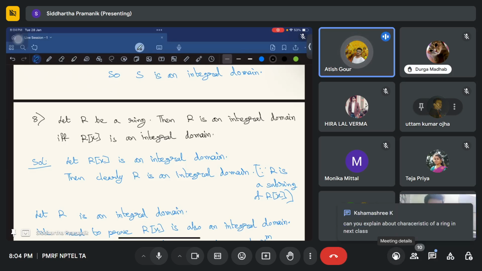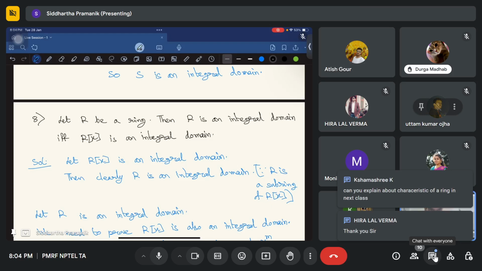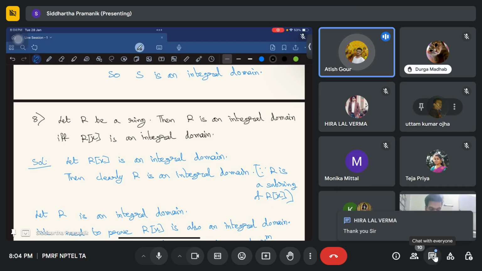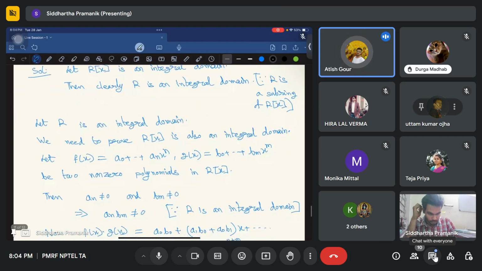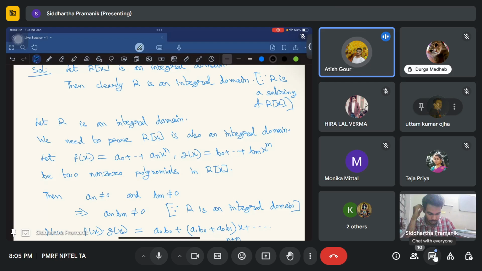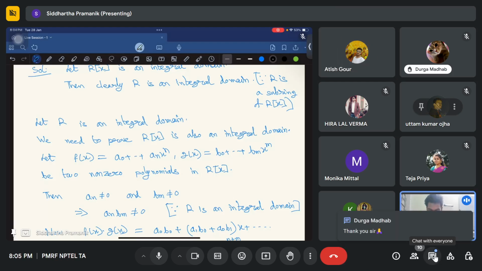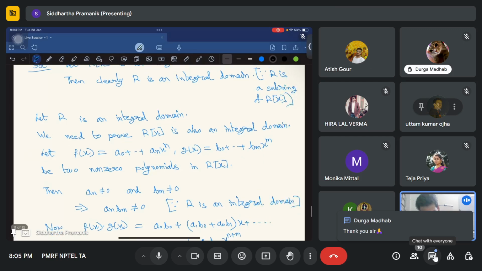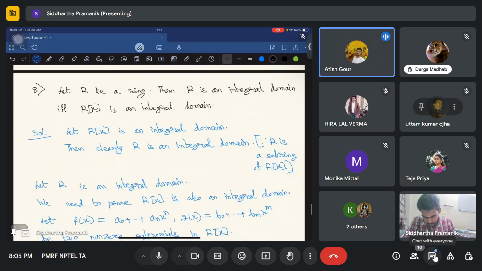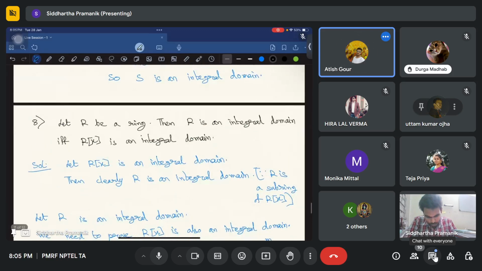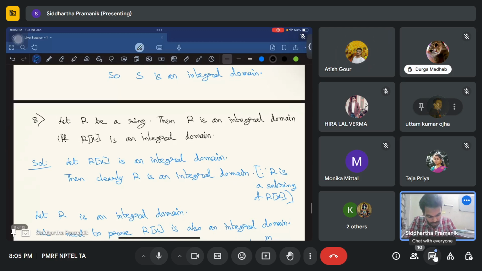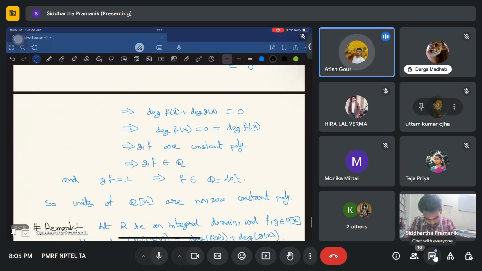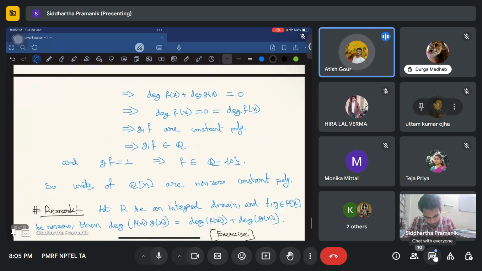Sir, one more question, if you can explain. If f of x is a polynomial in R of x which has no roots in R, then f of x is a unit. Can you explain this statement? I don't know where you got this statement, or whether it is true or not. I got this statement in the assignment problem, so I didn't get it.